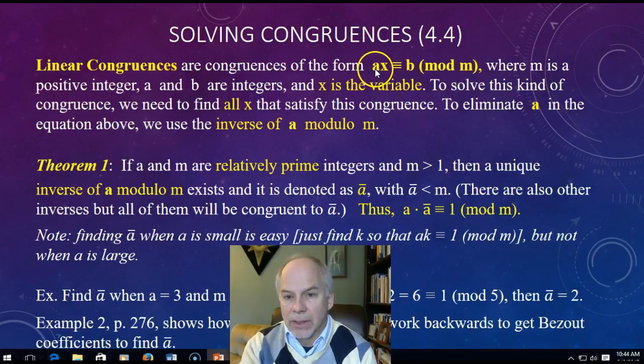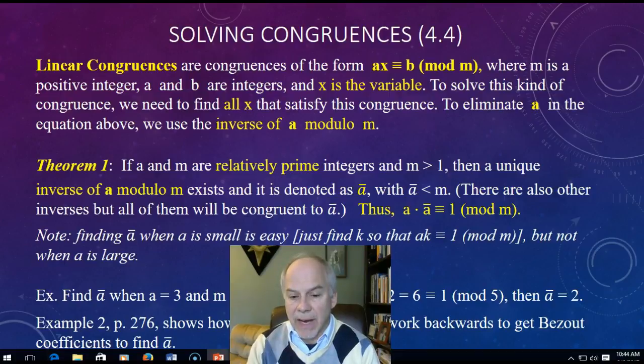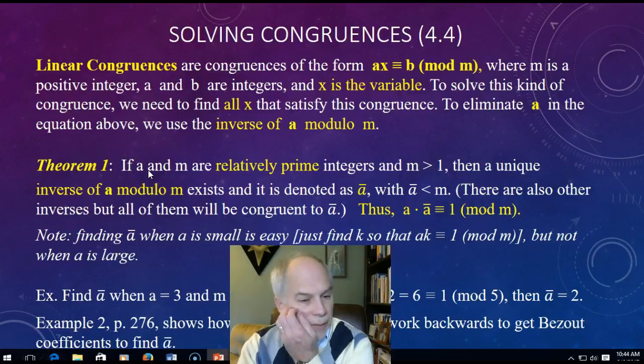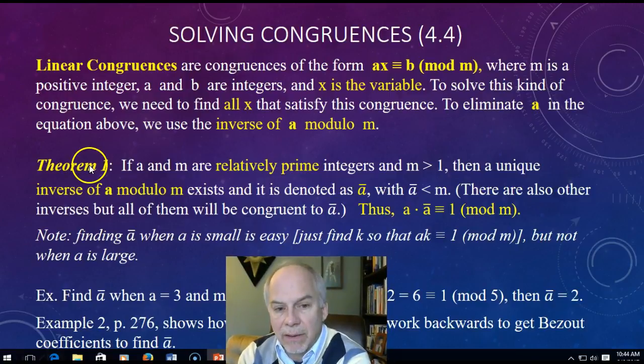Now, how do you eliminate the A there? You can't just divide both sides by A, all right? Especially if the greatest common divisor of A and the mod M is not 1. If the greatest common divisor of the A value and the M is not 1, then you cannot divide both sides by A. All right. So what we need is what's called the inverse of A. And let's look at Theorem 1 to see how to do this.